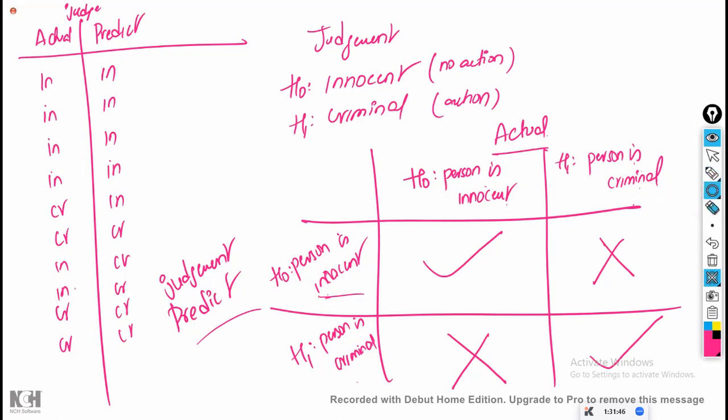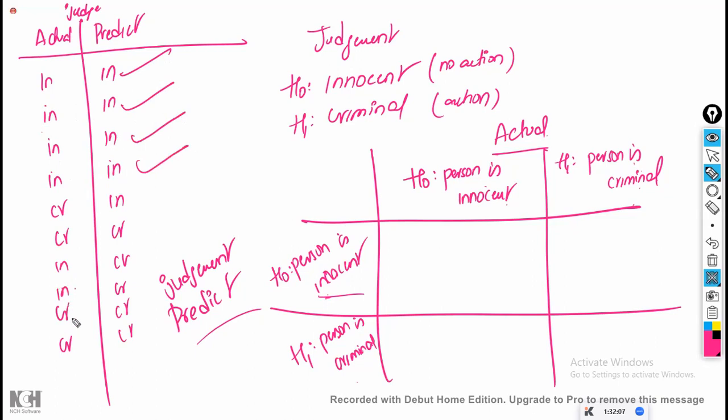Now tell me, total 10 judgments are completed. Out of this, how many records satisfy that actually the person is innocent, and at the same time the judge also predicted innocent? 1, 2, 3, 4. Only 4 records say that actual is innocent and predicted is also innocent.